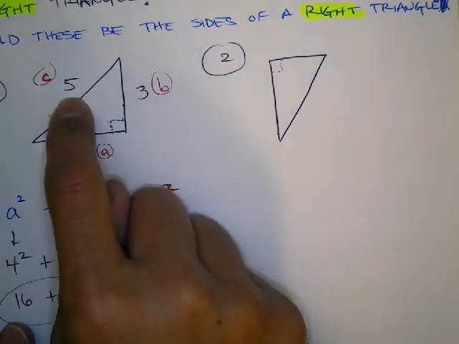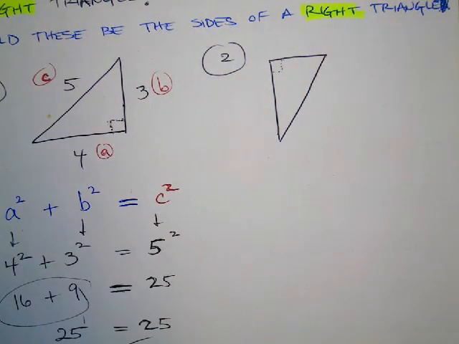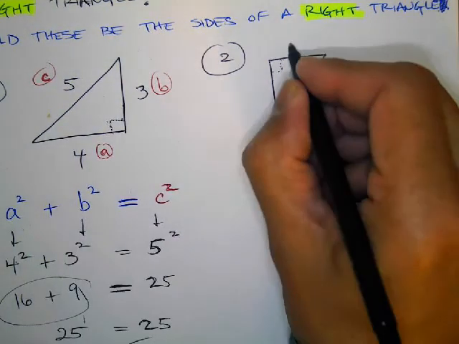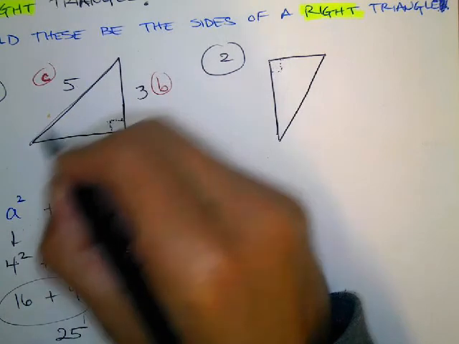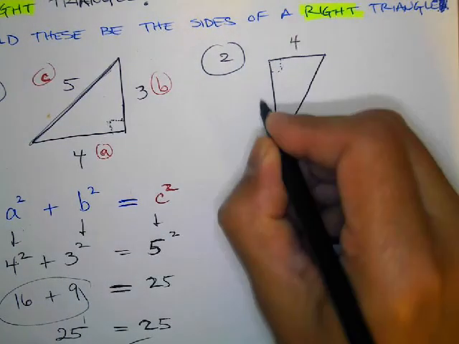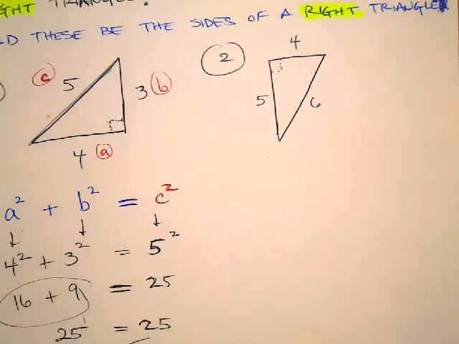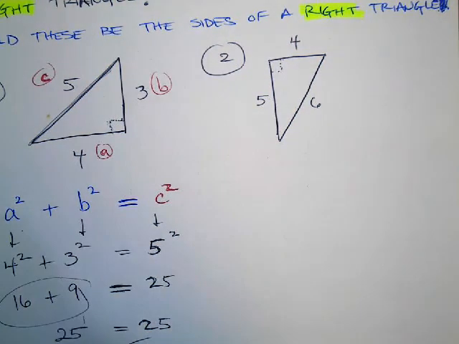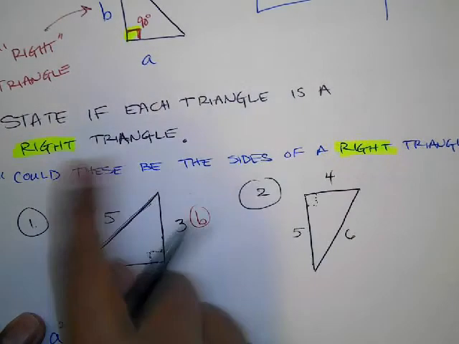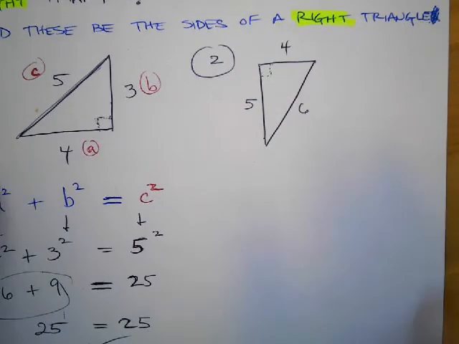So some students think that just because 3, 4, 5 works, maybe let's check 4, 5, 6. You think that's going to be true? And by the way, this hypotenuse side is always the longer side. So let's try and check 4, 5, 6. Let's see if that works. Could these be the sides of a right triangle? Or the directions say, state if each triangle is a right triangle.